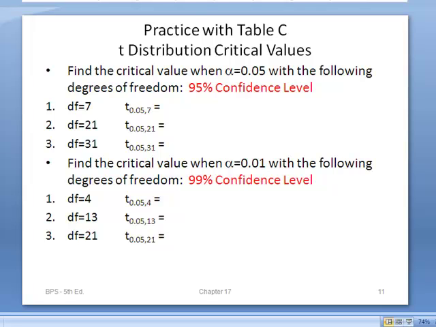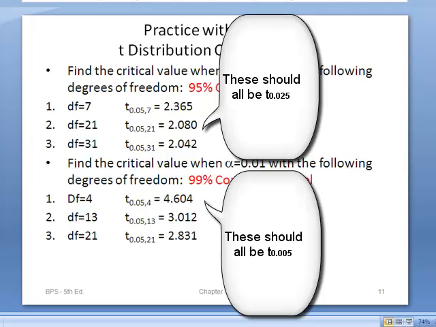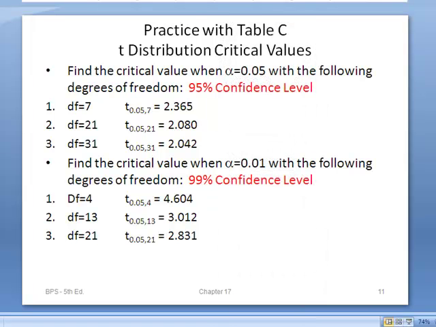So please stop the tape and make sure that you can get the answers that are going to appear in another second. So these are the answers to those questions. Now, as you see the one that says 31, when you looked on your critical value chart that's on Blackboard, I'm going to pull it up and you're going to see that it doesn't have 31.